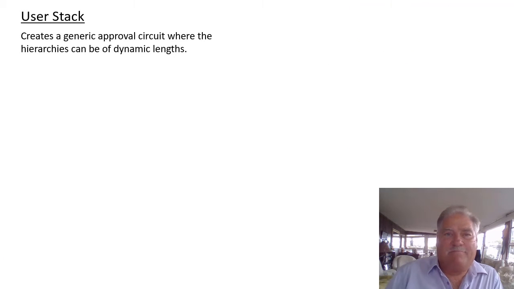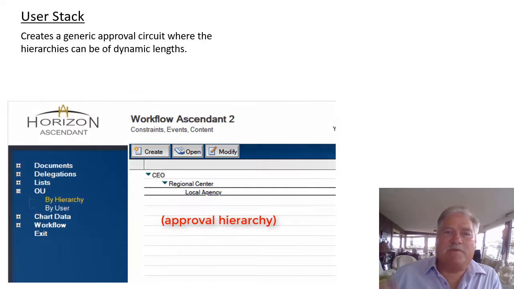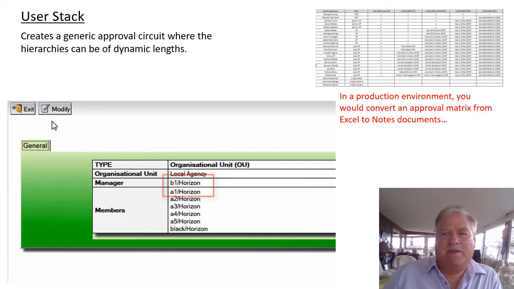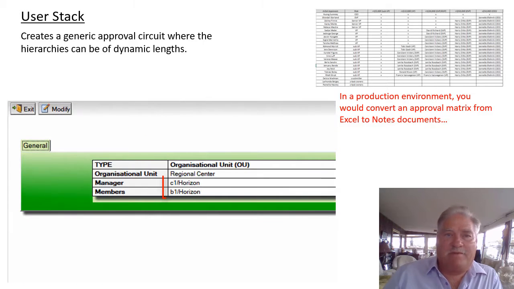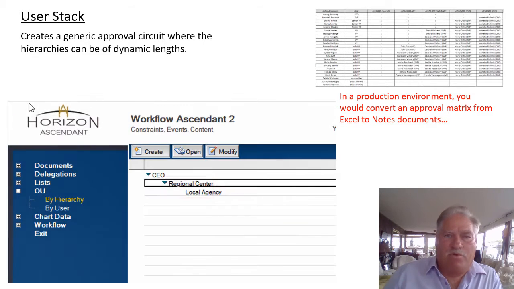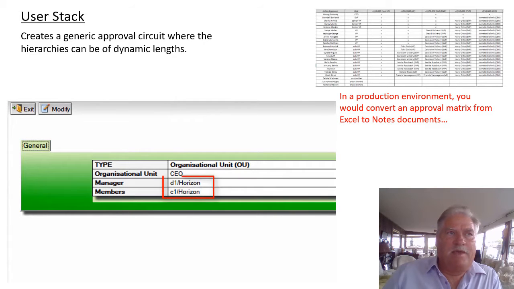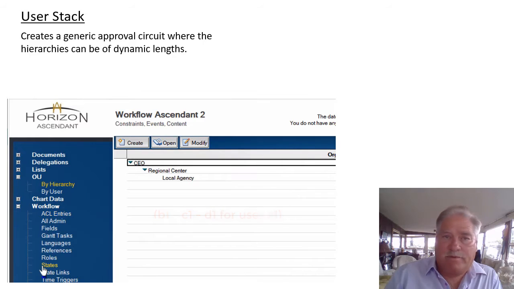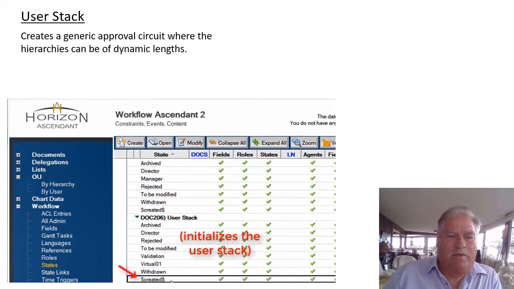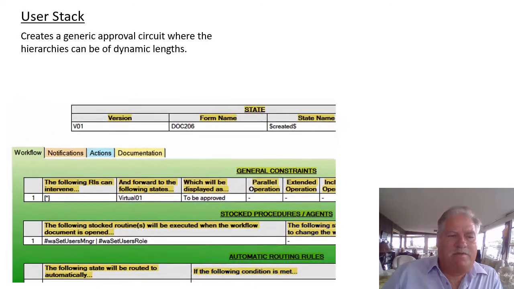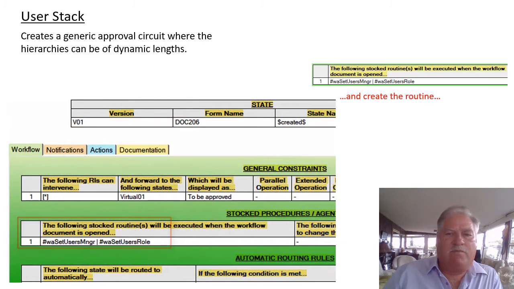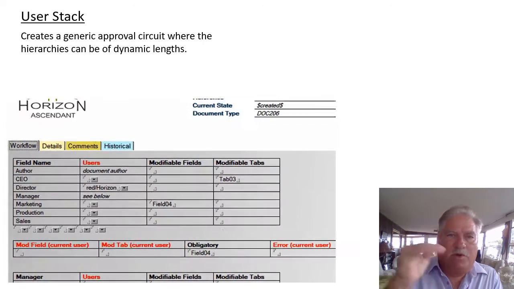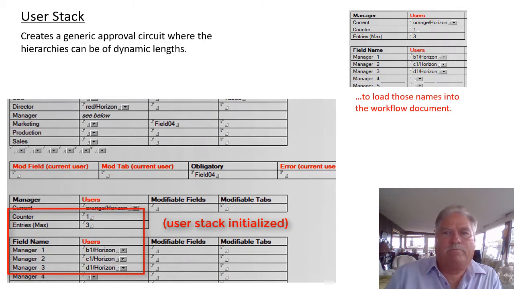On to user stack. Essentially the same principle, except this time we'll be adding usernames onto the stack as opposed to states. Now, ideally, you would have an approval matrix stored in documents. If it was a purchase request application, for example, it might be based on the type of request, the amount, and so on and so forth. But basically what we're doing here is we are getting those users using code abstraction and getting the usernames into the document in the appropriate order, as you can see here.